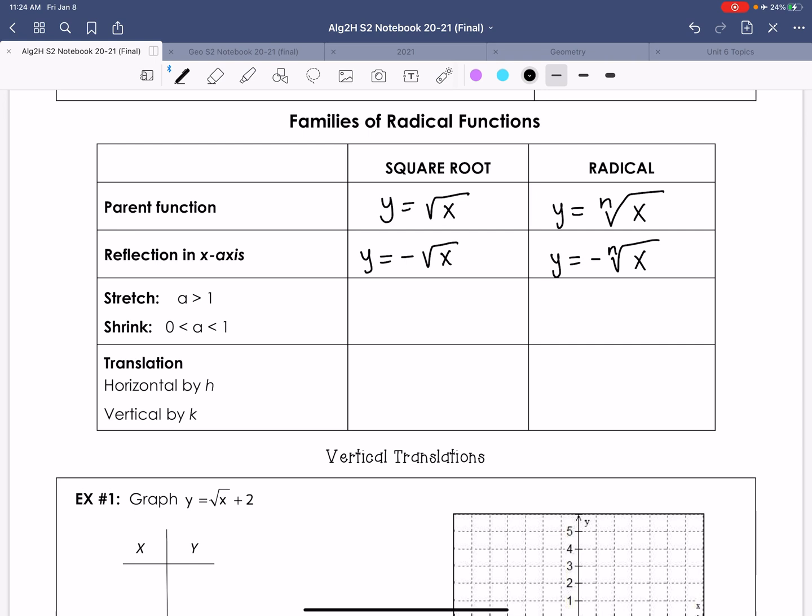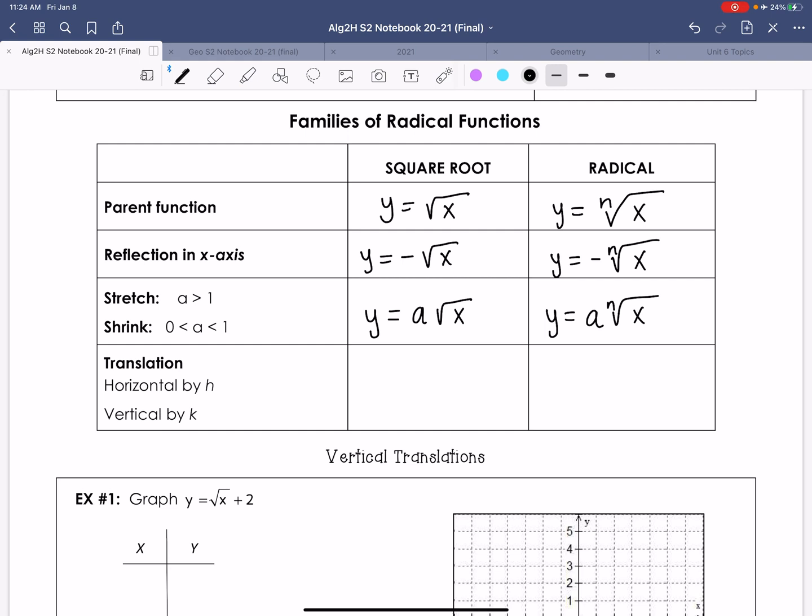Stretch, remember, a stretch is when a is greater than 1. A shrink is when a is between 0 and 1, like a half, a third, and so on. So we get y equals a times the square root of x, or y equals a times the nth root of x, which will give me that stretch or shrink depending on the a value.